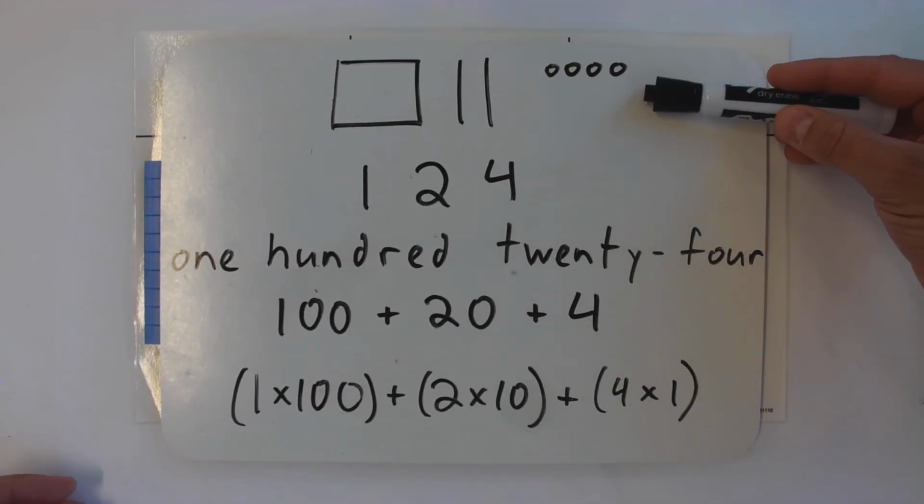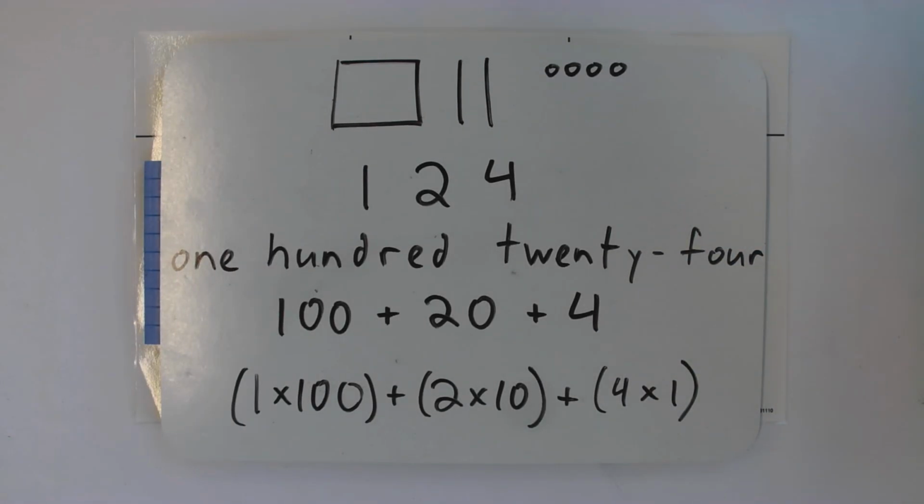Okay, so again, the concrete model is the base 10 blocks. Representational model was the drawing. And then each of these 4 different models or representations are considered to be an abstract model.